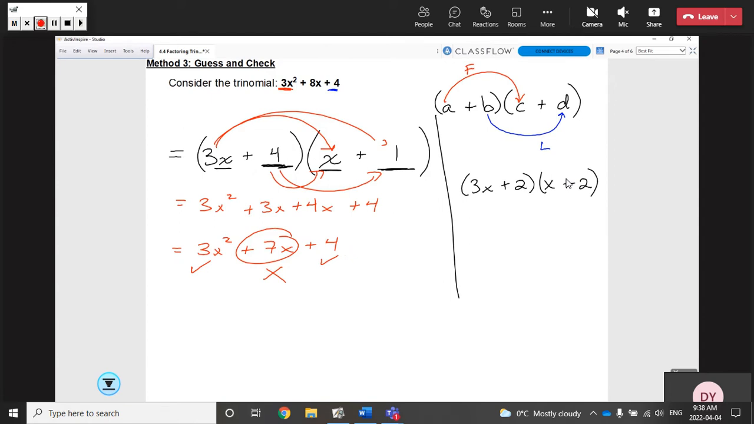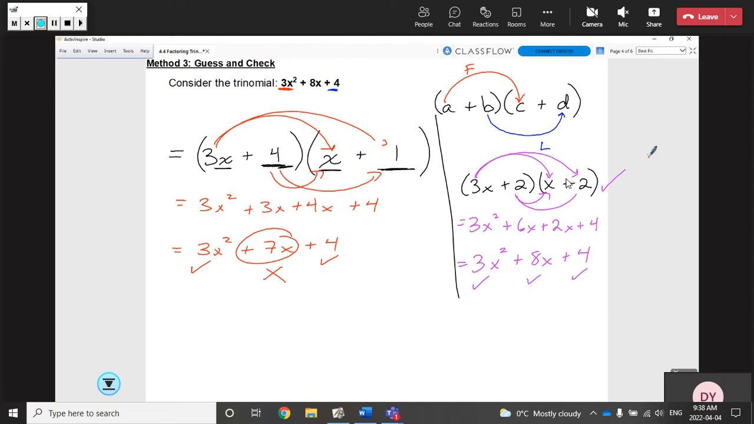Here's another option. We got 3x squared plus 6x plus 2x plus 4. And this one feels a lot better. And if you check it, 3x squared, got it. 8x, lovely. 4, awesome. So you know that this is your winner right here.